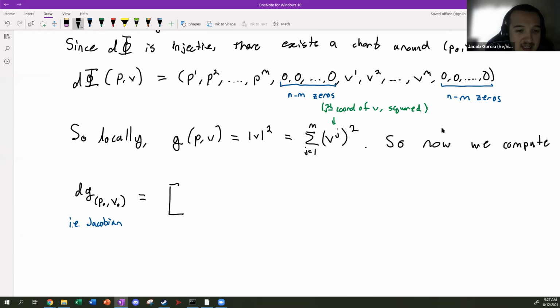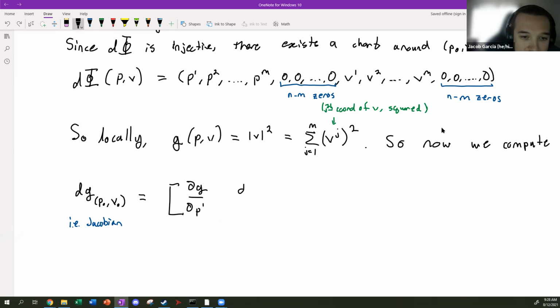So the Jacobian is the differential of G with respect to my first coordinate, and each of these are evaluated at P naught V naught. But just for simplicity, I'm not going to write that in the notation. I'm going to remove it from the notation just for space reasons. But at the end, we're going to evaluate this at P naught.